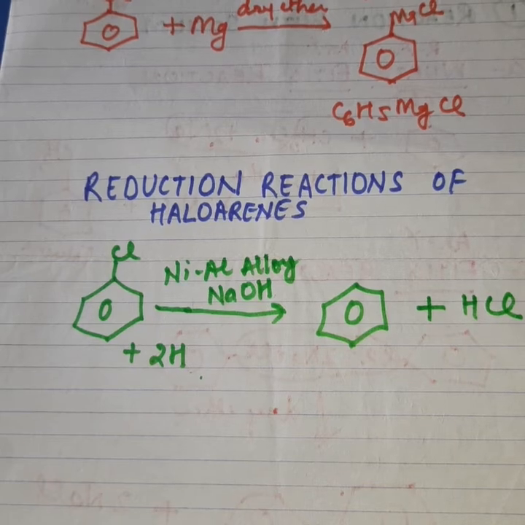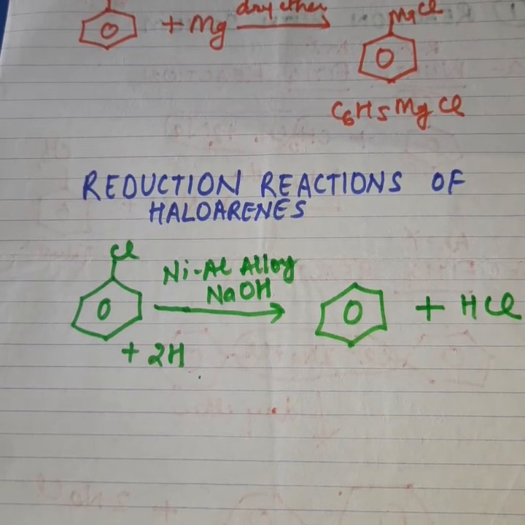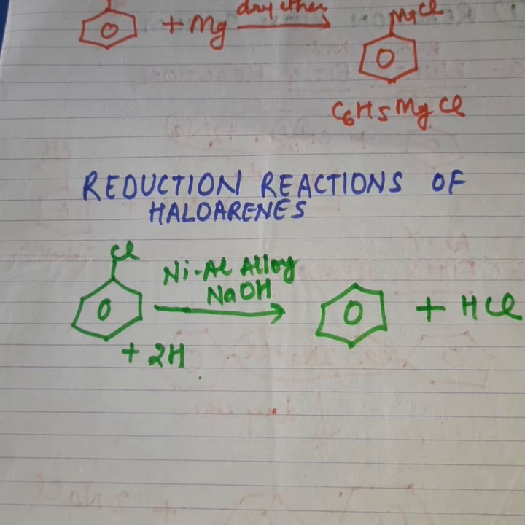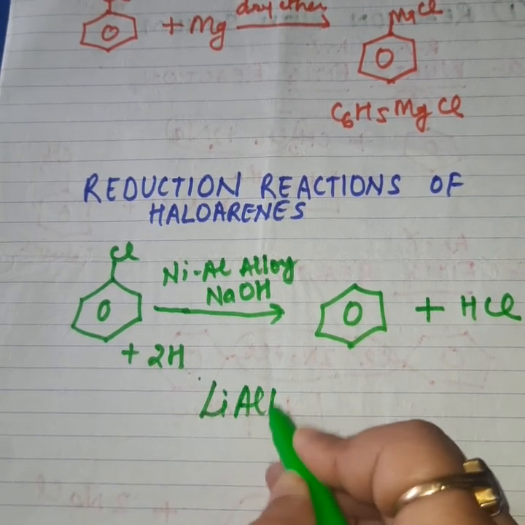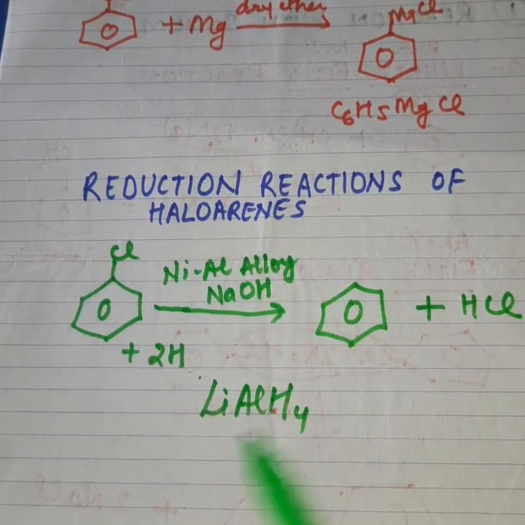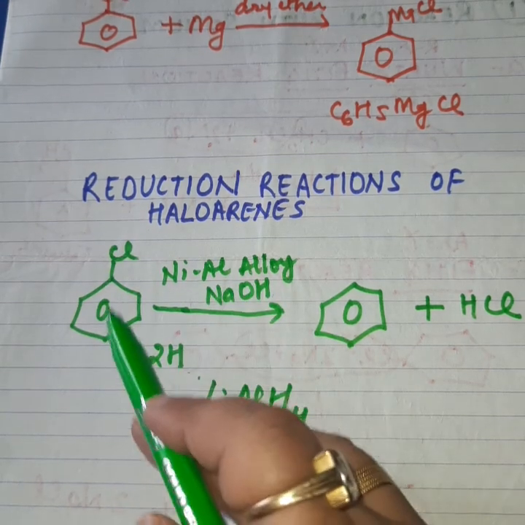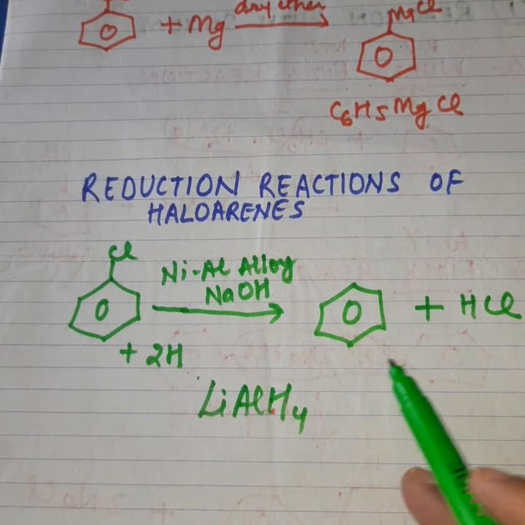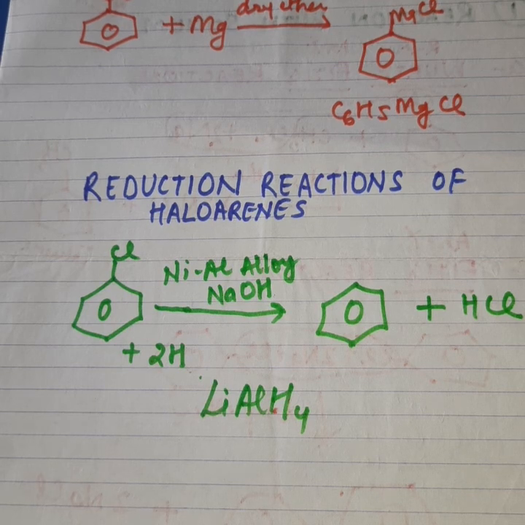I hope this equation is clear to you. Apart from this, this kind of reduction can also be brought about by the use of lithium aluminum hydride. Whether we use nickel aluminum alloy in NaOH or lithium aluminum hydride, these haloarenes get reduced into their respective aromatic hydrocarbon. I hope these reactions are well understood by all of you.